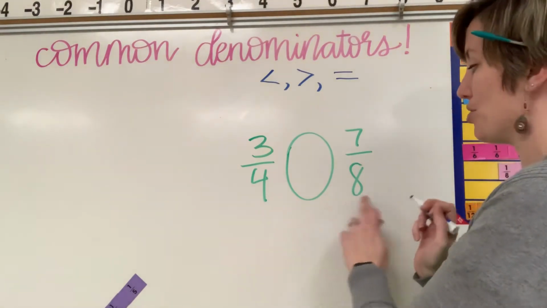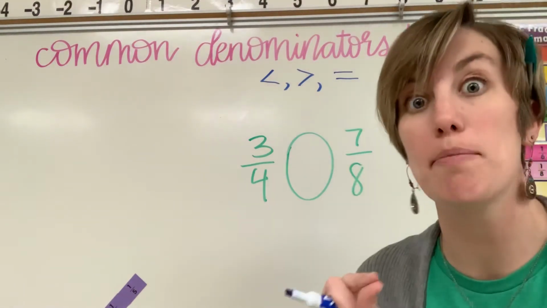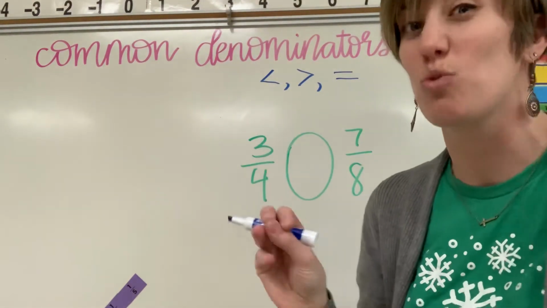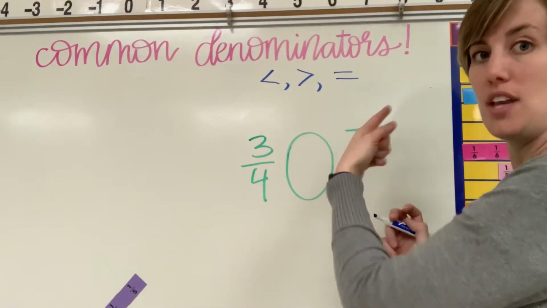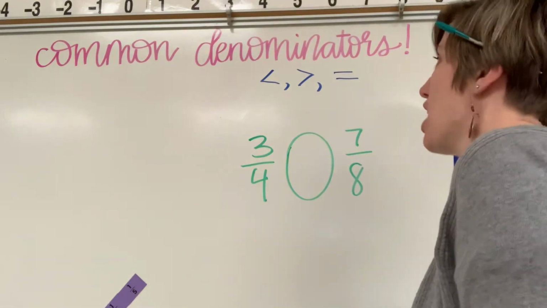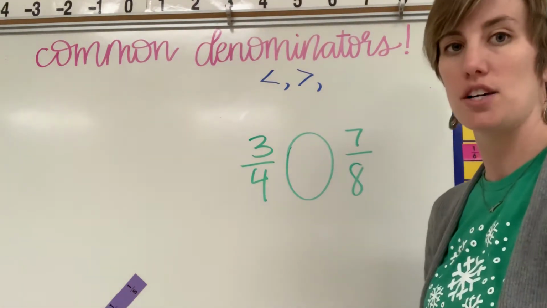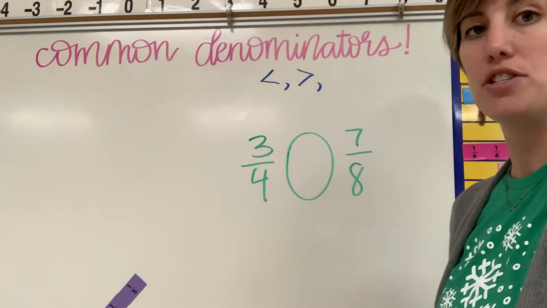4 times 2 is 8. Because I am learning my multiples, I'm learning my multiplication facts, it's really easy to see that. 4 times 2 is 8. 3 times nothing is 7. So I'm confident that they are not equal. I'm not going to use the equal sign. What am I going to do?